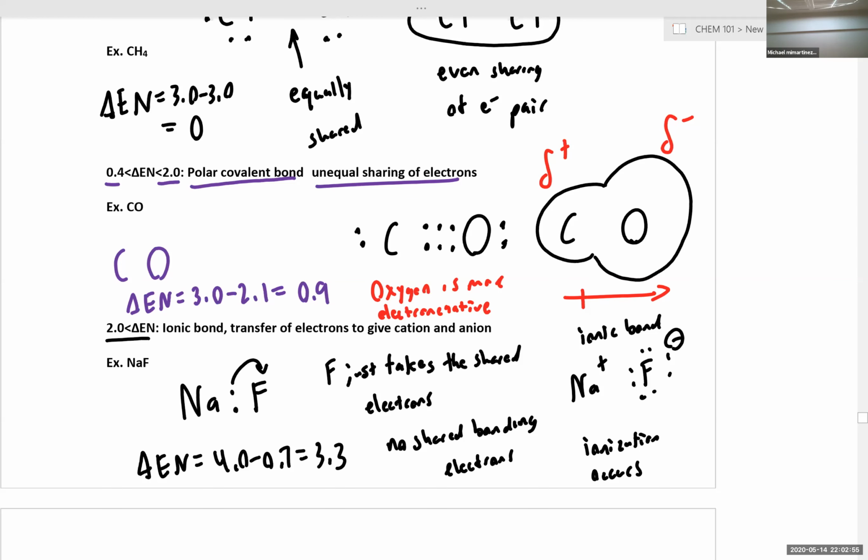Does this discussion of the electronegativity and bonding continuum make sense to everyone? Does everyone remember this discussion all the way from the start of the semester around chapter 3?